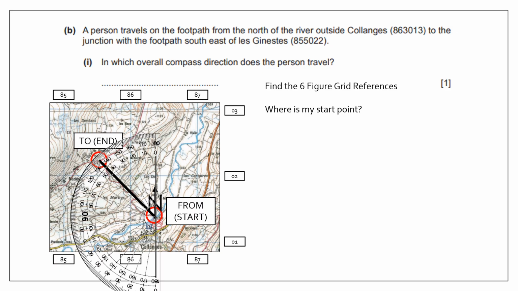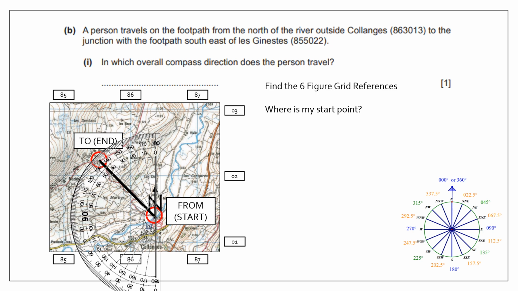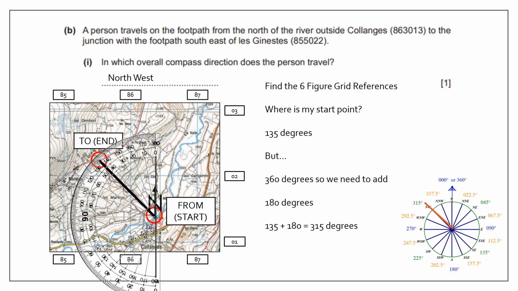Now this question might be the time that you think about investing in a 360-degree protractor. If you do not have one of those, please follow on to find out how I calculated the 360-degree. So I've got my compass with the 16-point compass, and the line was 135 degrees. I worked out 315. How did I get that? Well, my protractor says 135 degrees, but there are 360 degrees with bearings, so we need to add 180 degrees, because again, it's a reflection. So 135 plus 180 equals 315 degrees. And that is exactly northwest.